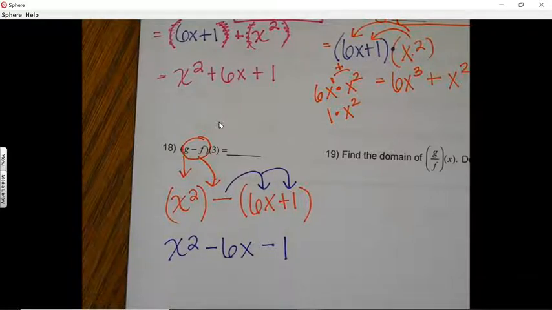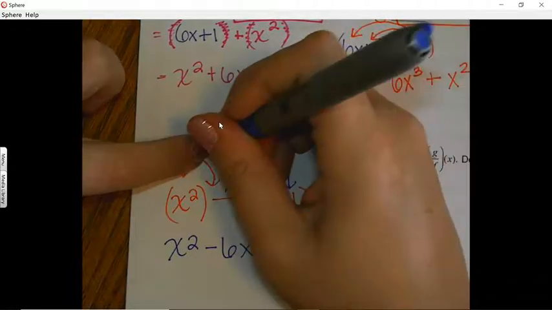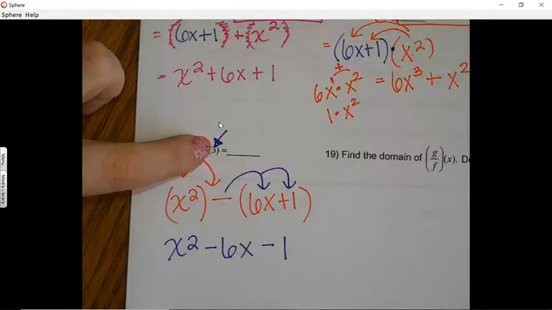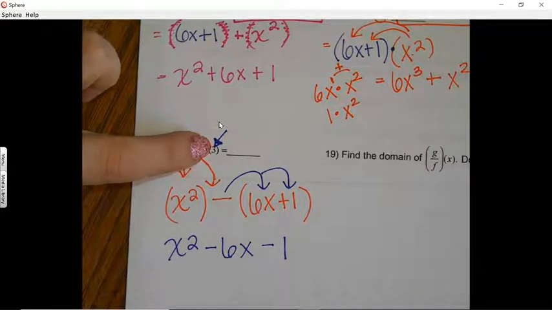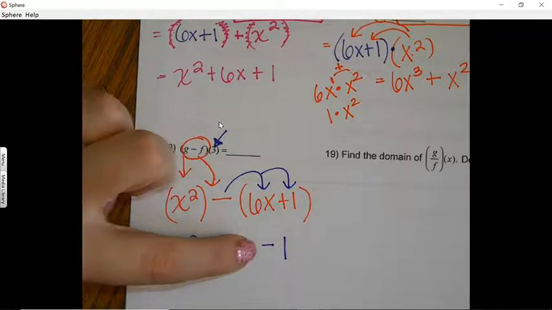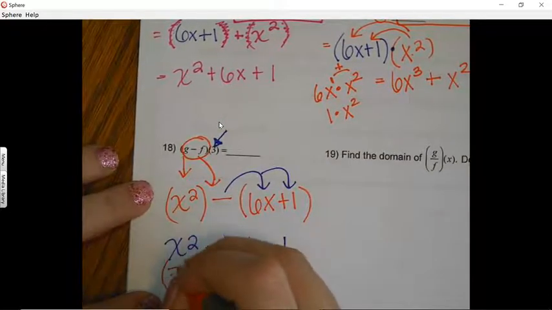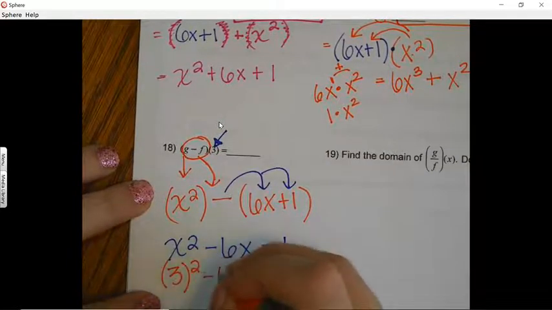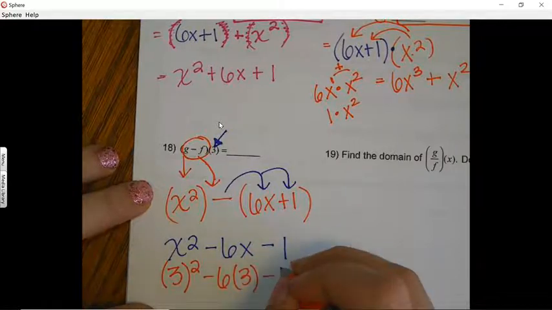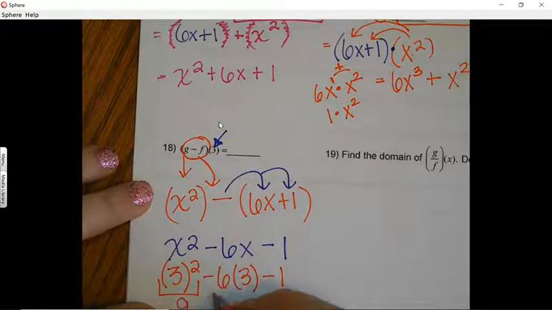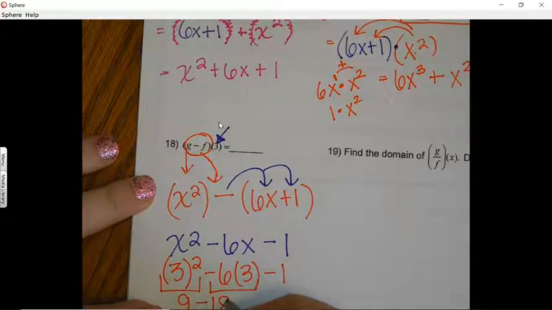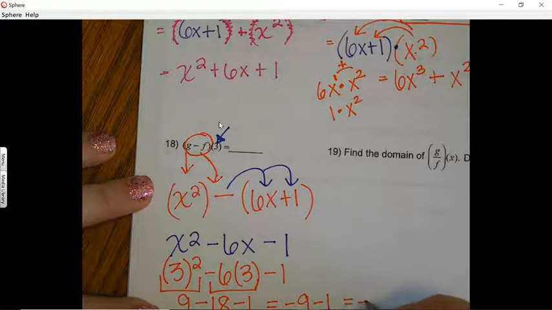Okay, now there's a 3 in here. So now we're going to go ahead and plug in a 3. Instead of leaving the x's there, we're going to take the x's out and plug in 3. So 3 squared is 9. Negative 6 times 3 is negative 18. And we get negative 10.